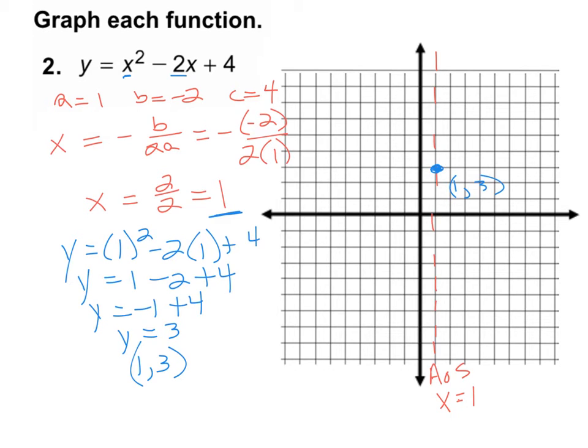Now, to get my next point, I'm going to go right to my y-intercept, which is always (0, c), and c is 4. So (0, 4) is my next point. We're going to label that. We're going to flip that point over, which would be at (2, 4). And the last step is to draw the U-shaped graph through those 3 points.